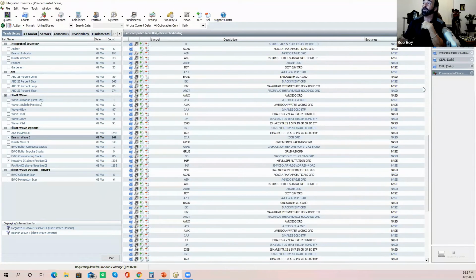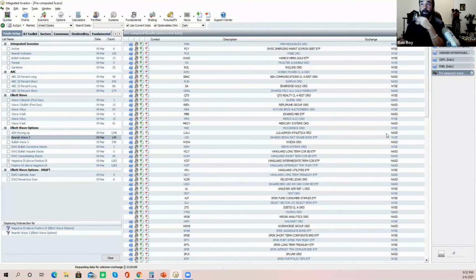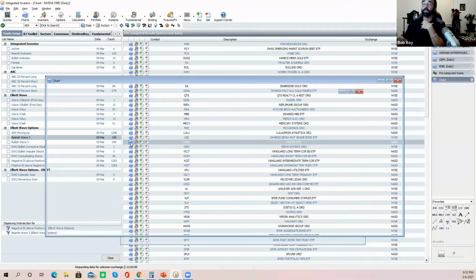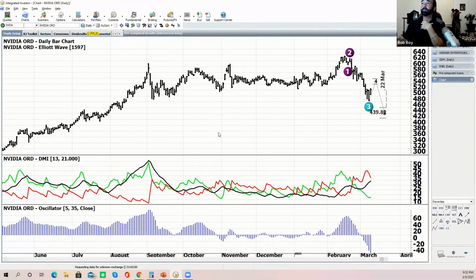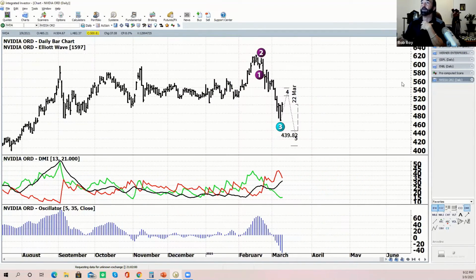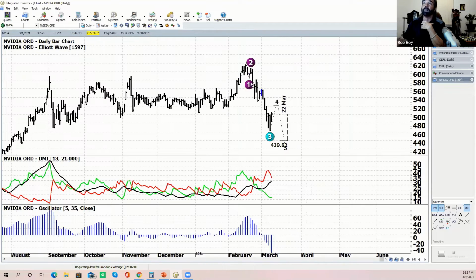That in itself should be enough to keep you from being too overly bullish at this point in time. There's NVIDIA. Now that's interesting, isn't it? Because NVIDIA, not too long ago, was looking really good back in February. See that move to the upside? Now look what's happened. NVIDIA's moved down.